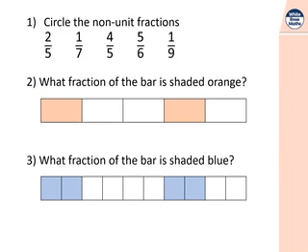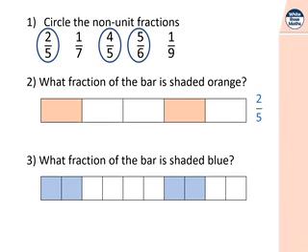A non-unit fraction is where the numerator is greater than 1. So 2/5, 4/5 and 5/6 are all non-unit fractions. Question 2. 2 out of the 5 equal parts are shaded, so that's 2/5. And question 3, 4 out of the 10 equal parts are shaded, so that's 4/10. What do you notice about the amount shaded in question 2 and 3?